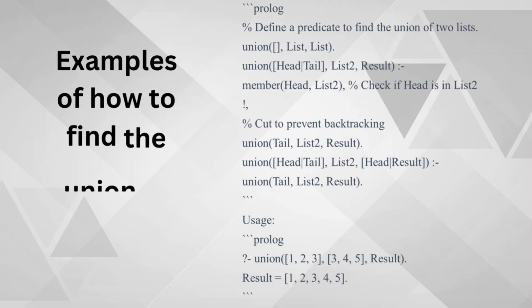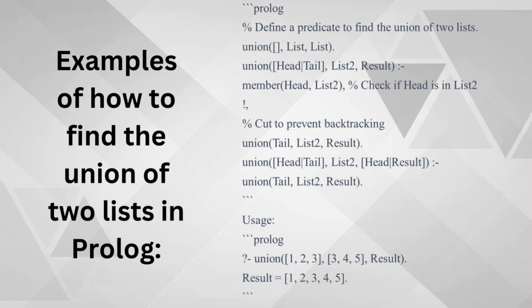Basic union predicate. Define a predicate to find the union of two lists. So, how can you define it? Union in a fact form or in a relation, then in parentheses you have to define the empty list, then the list, comma, list. Then union of head and tail, comma, list, to result, which implies member of head, list 2. That means check if head is in the list.